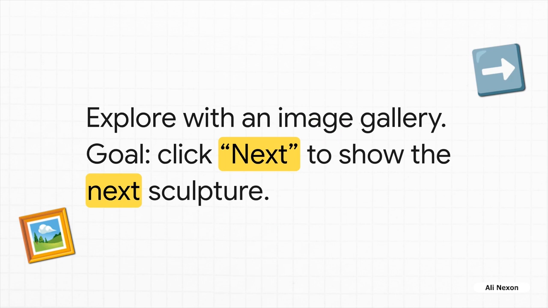So to make this all super concrete, we're going to work with a really simple example, an image gallery. All we want is for it to show the next image when we click a next button. Sounds easy, right? But it's the perfect way to see why we need state in the first place.